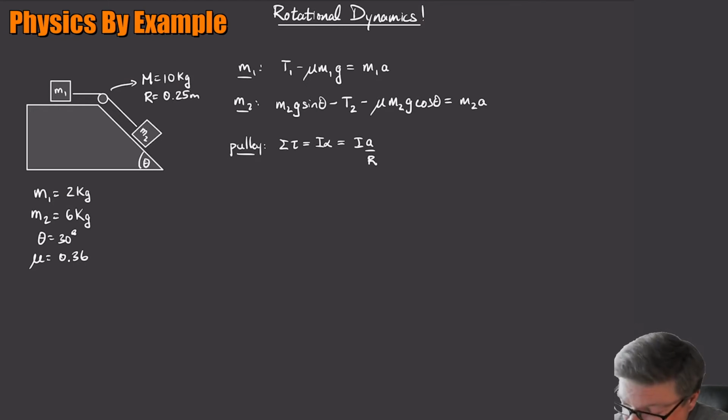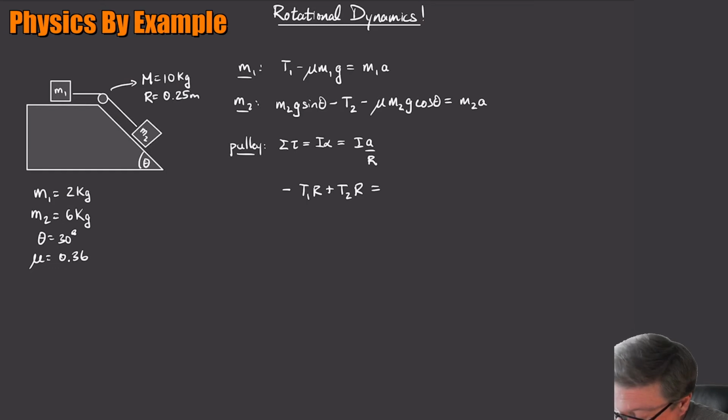How did I indicate it here? It looks like I have minus T1 times R plus T2 times R, because both of those tensions are acting perpendicular to R, tangent to the circle, right? Tangent to the pulley. And that's the sum of the torques. They're acting R away from the center of rotation.